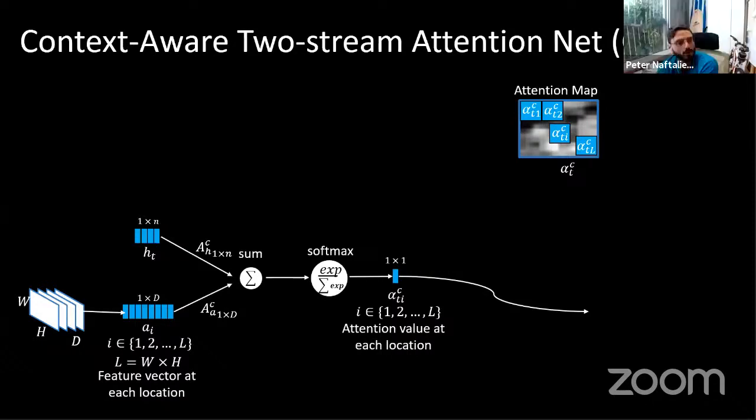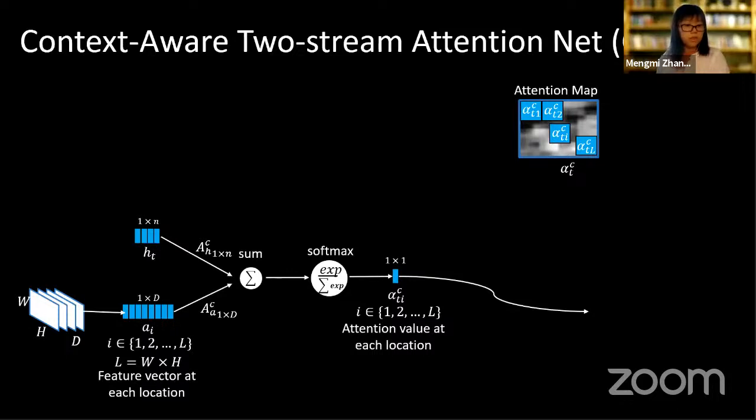And the 1 by D vector, what is this? It's not the attention vector? No, that's a feature vector at each location. So you would have a total of L feature vectors, each one W by H, and you just straighten it out. And then you have the attention value. So once you have the attention map, what happens then?